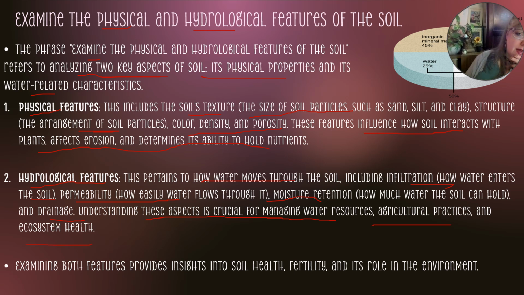With us being a plant science course, basically agricultural, but also ecologically, we want to do the best practices ecologically, not just to grow the plants and to feed the people, but to take care of the environment as well. And the best agricultural practices are going to also make sure that the ecosystem stays healthy, and that means not wasting water or damaging water and stuff like that. So examining both the physical and hydrological features are going to give us insights into soil health, its fertility, and its role in the environment.